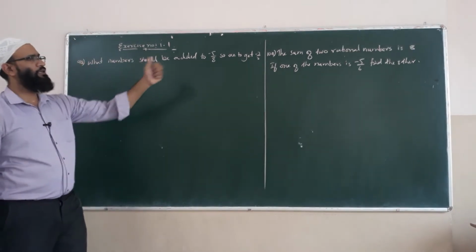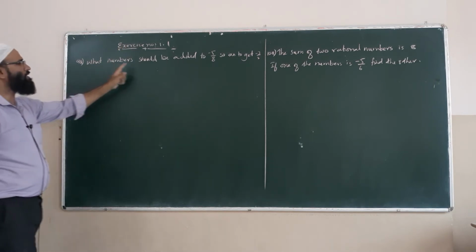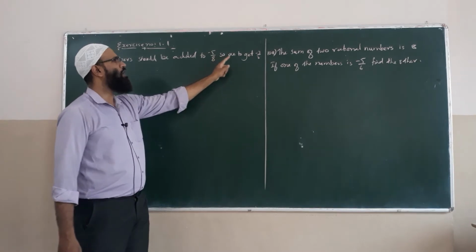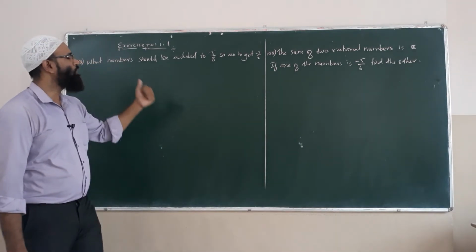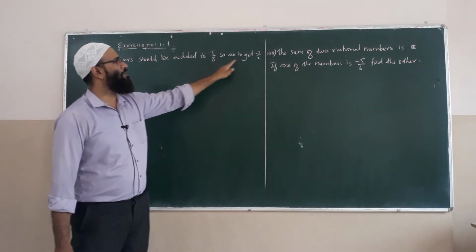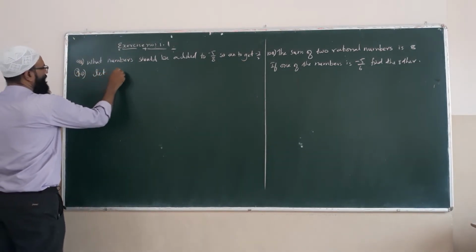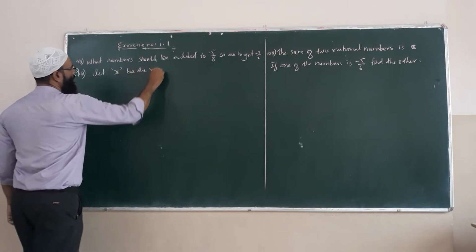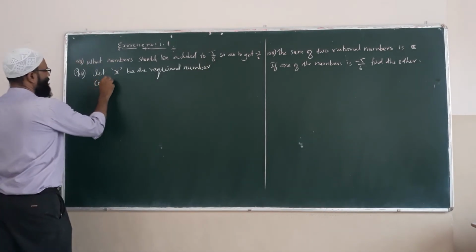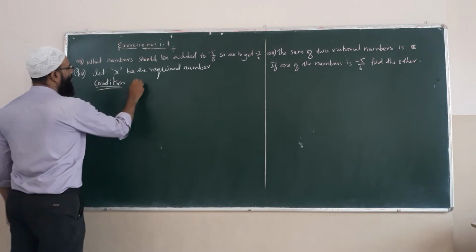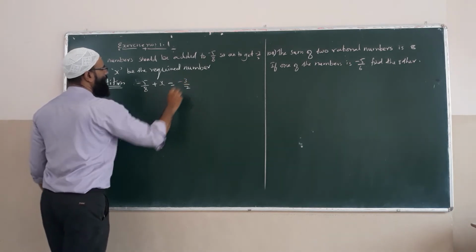Now question number 9 and 10. First we will do question number 9, then we will do question number 10. What number should be added to minus 5 by 8 so as to get minus 3 by 2? We have to find the number. If you add the required number to this one, then you will get minus 3 by 2. Look at the book. Let x be the required number. The condition is minus 5 by 8 plus x is equal to minus 3 by 2.